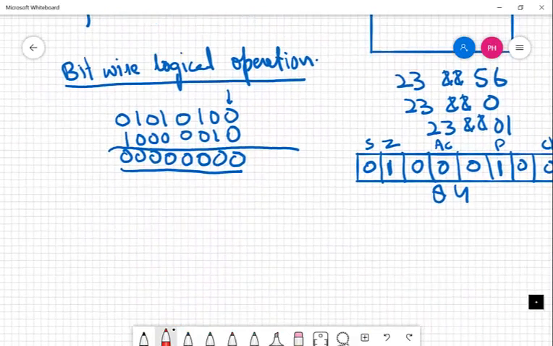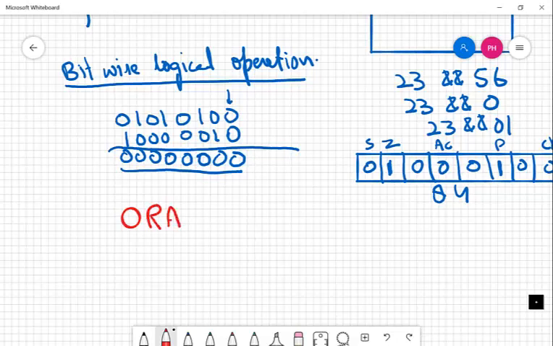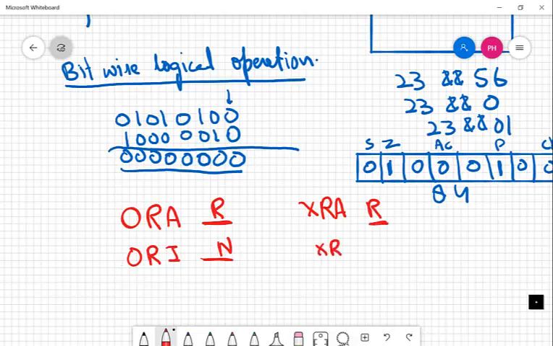Similarly we have other logical instructions. We have OR with similar syntax, ORA, OR with accumulator, and we can write any general purpose register R here, or we can have OR immediate, and we can write any number here. Similarly we have XOR, XRA, we can have any register here, or XOR immediate, we can have a number here.